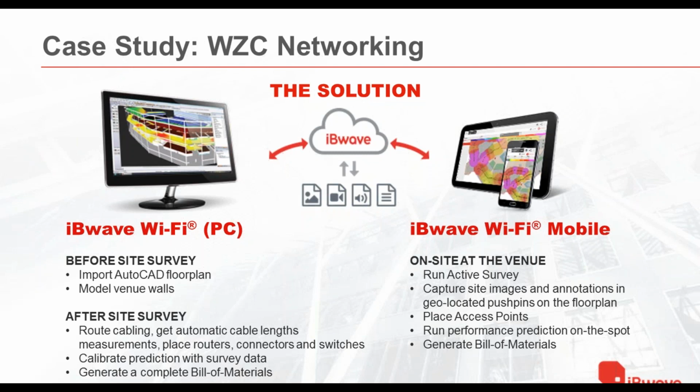They then saved that to the cloud, where the engineer back at the office was able to pick up the proposed design. They routed the cabling, got the estimated cable length measurements, and placed the routers and all the other network equipment. They calibrated the prediction using the survey data collected on site to make it really accurate. Then they generated a complete bill of materials and handed it to the customer so they knew exactly what they needed in order to upgrade the network.